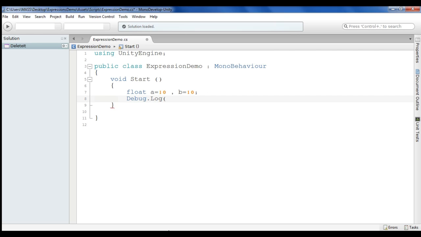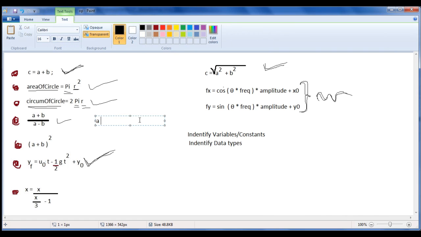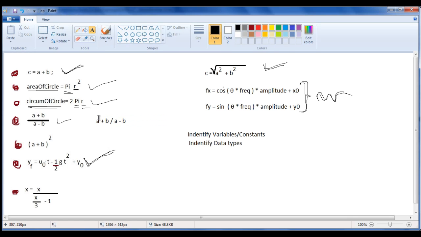Now if you see this expression, if I write in code a plus b divided by a minus b, this is not the correct way. Why? Because we already know that b divided by a is going to evaluate first, as it has the highest precedence in this formula. So we need to control this precedence. How do we do that? We will be using brackets properly.